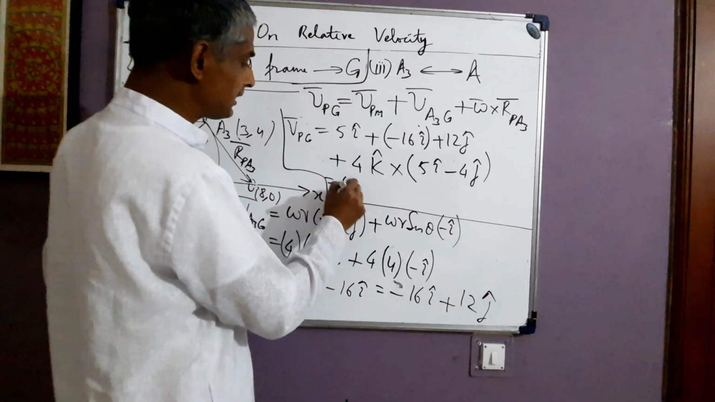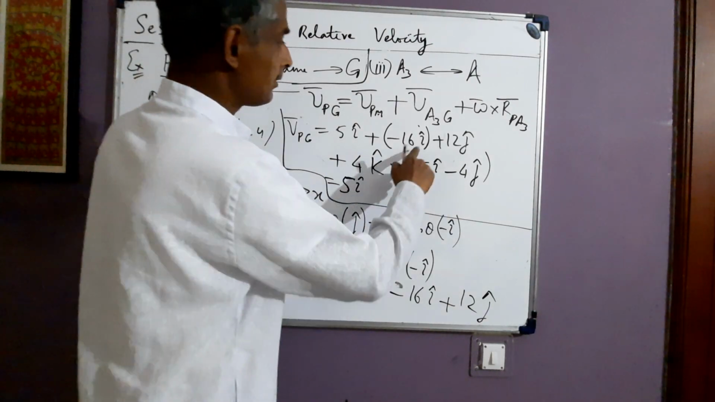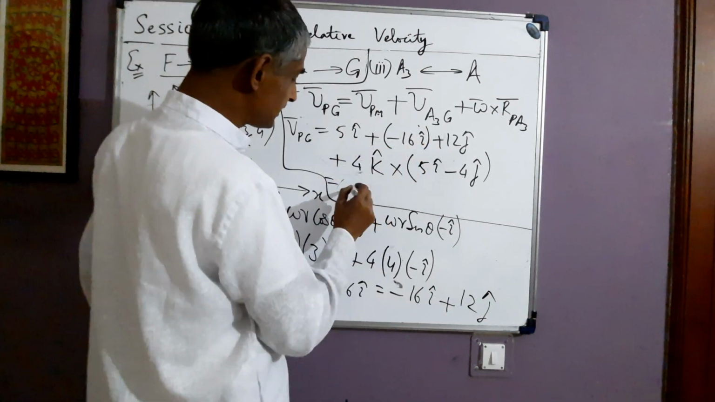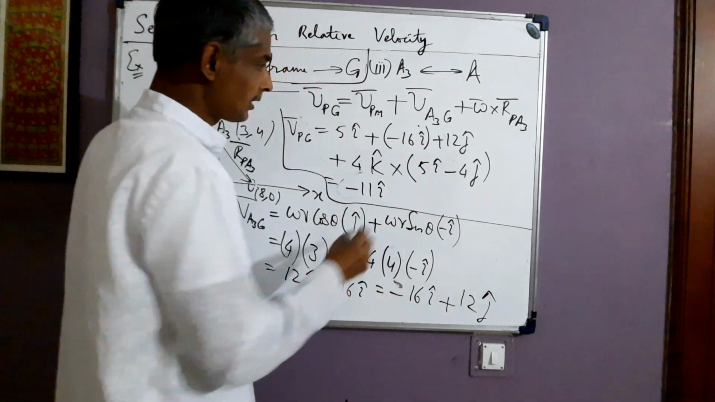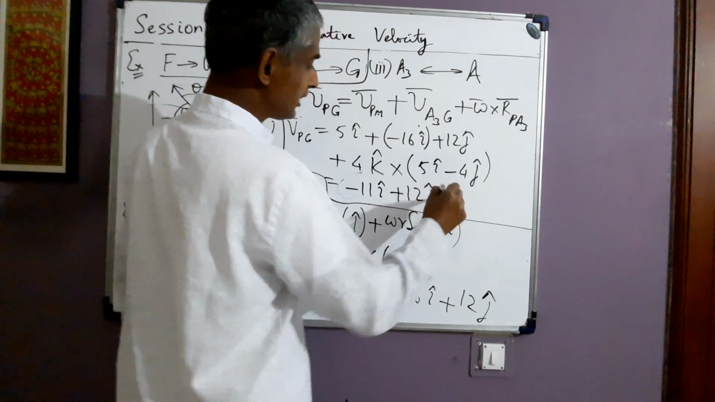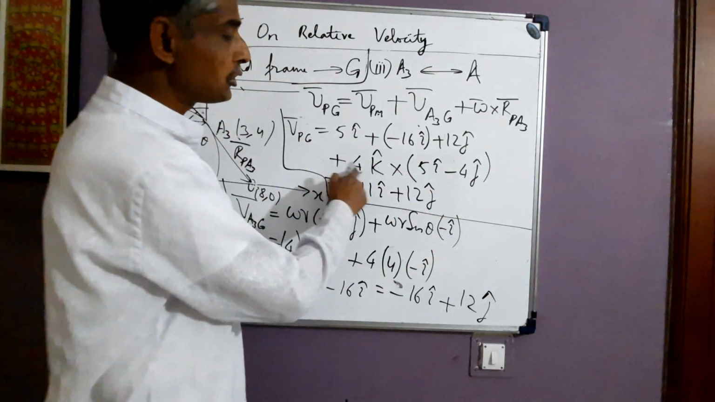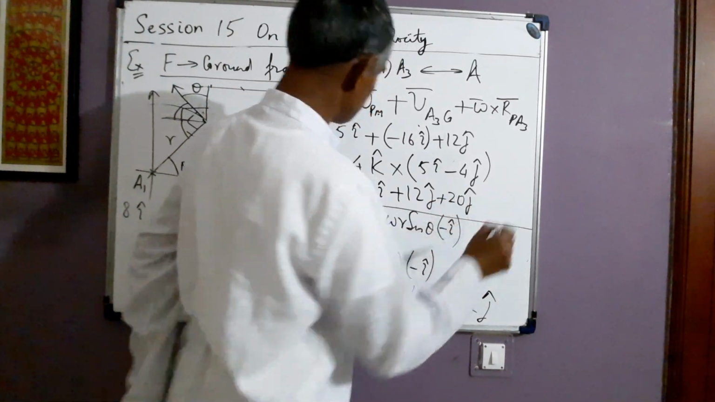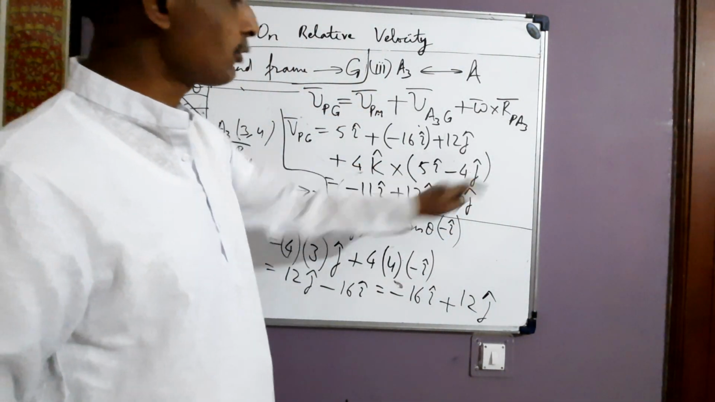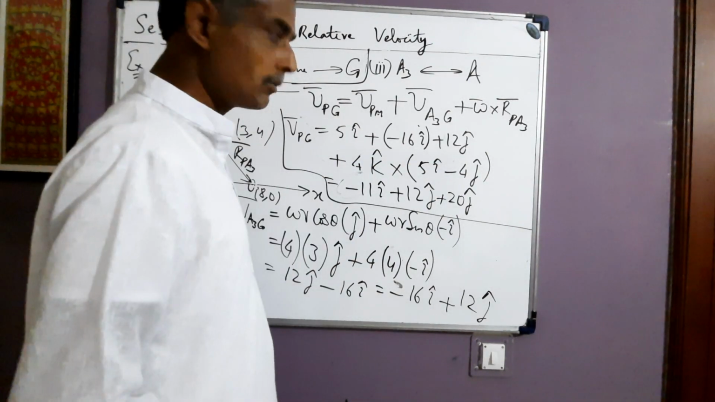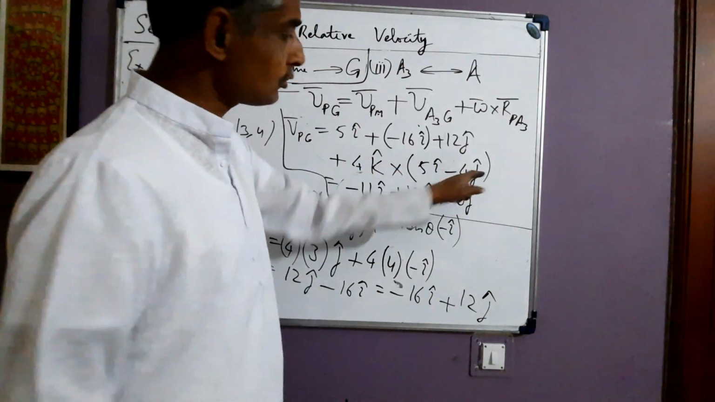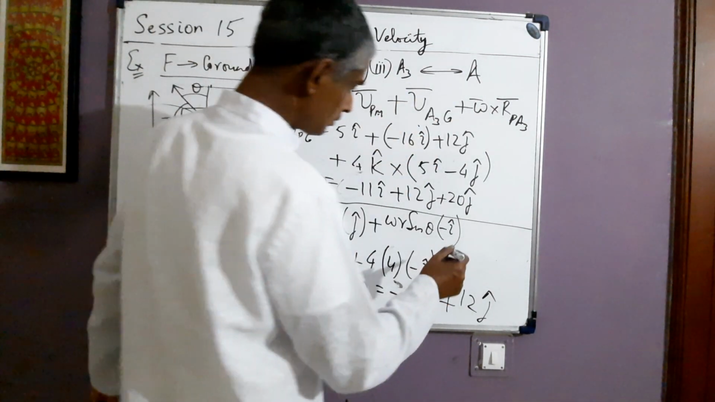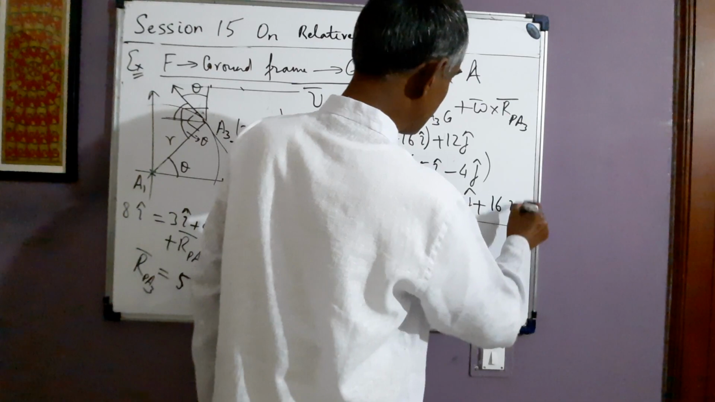Now this we evaluate. 5i minus 16i is nothing but minus 11i plus 12j. 4k cross 5i: 4 into 5, 20. K hat cross i hat is j hat, so plus 20j hat. And 4k cross minus 4j: 4 into 4 is 16, minus 16 k hat cross j hat. K hat cross j hat is minus i hat. Minus meaning plus, so it will be plus 16i hat.